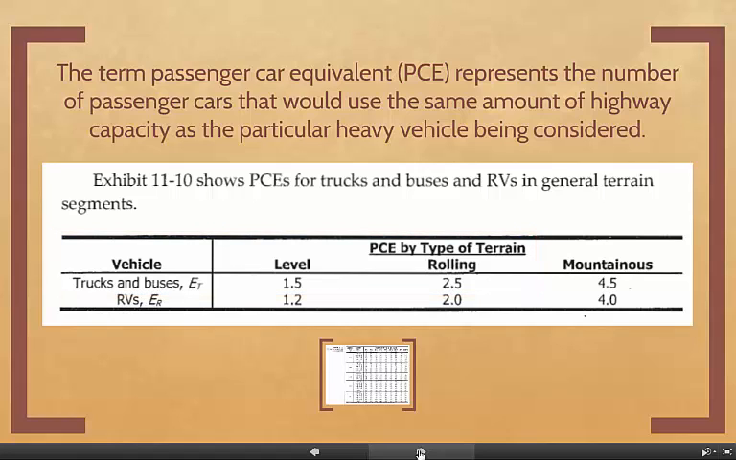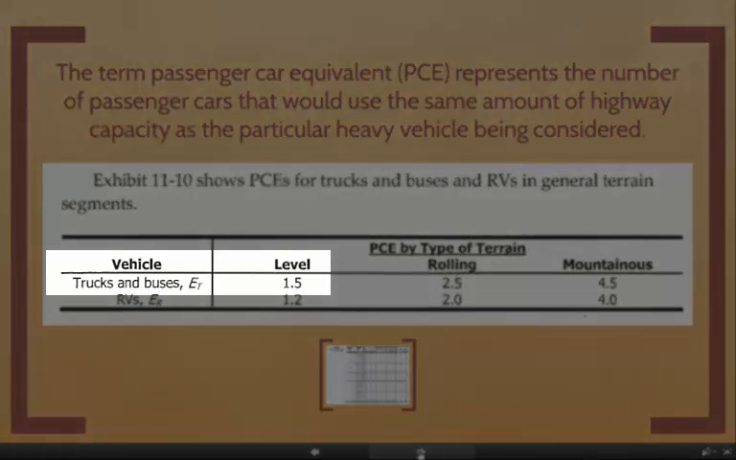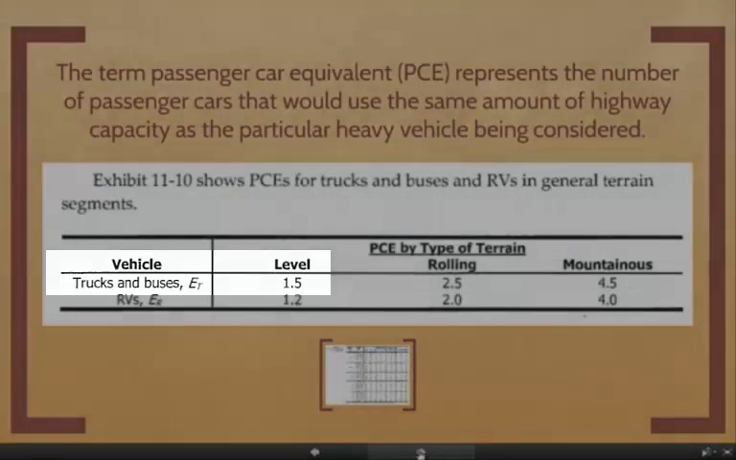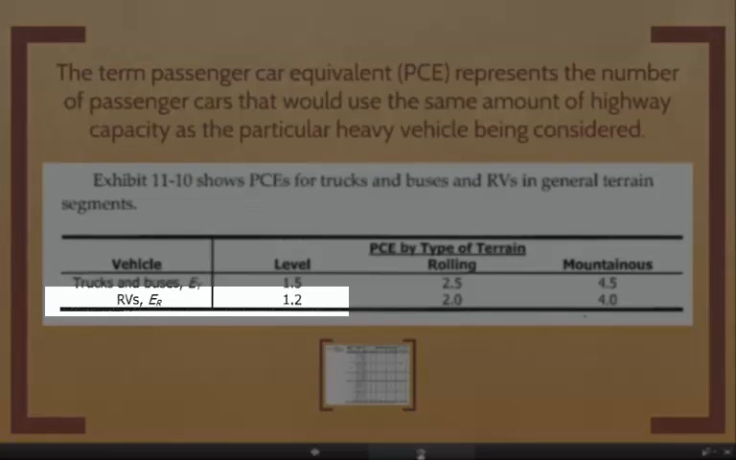The HCM defines the parameter E sub t as the passenger car equivalent of 1 truck or bus. When each truck or bus is equivalent to 1.5 passenger cars, we'd say E sub t equal to 1.5. The HCM defines the parameter E sub r as the passenger car equivalent of 1 RV. When each RV is equivalent to 1.2 passenger cars, we would say E sub r equal to 1.2.